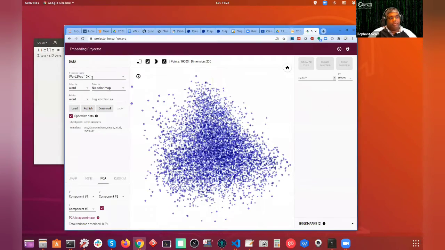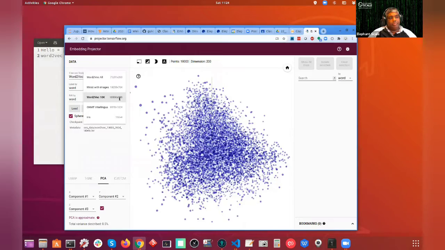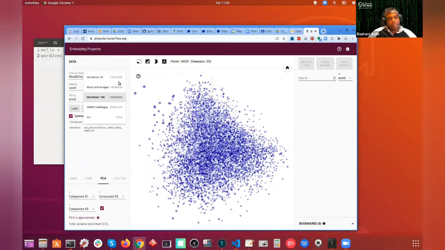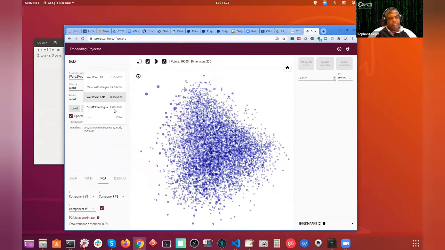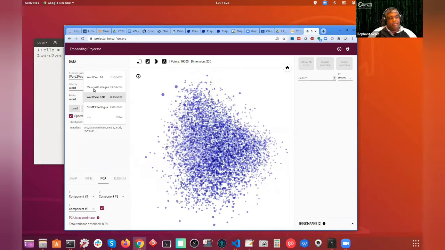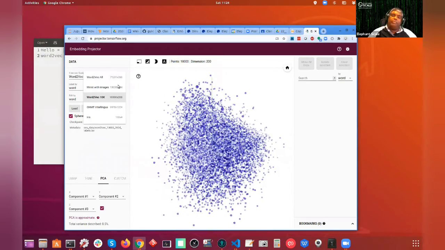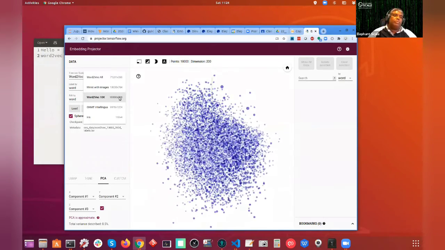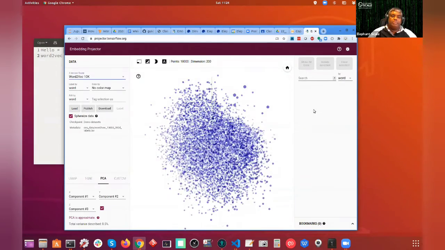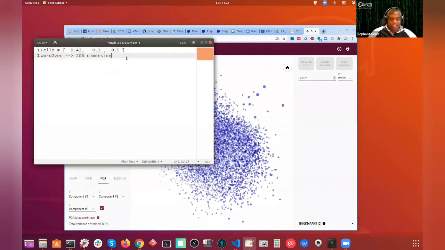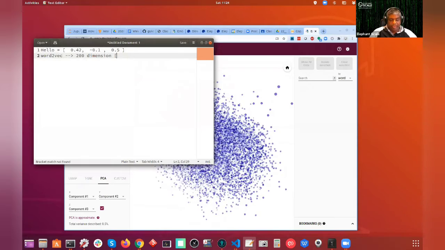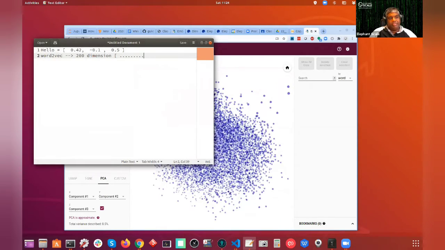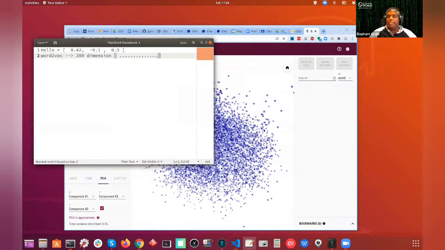So you can see, if you click on this one, you see word2vec 10,000 by 200, right? And there are different models, for example MNIST images, where we have 784 columns and so on and so forth. Anyway, let's look at this one. So I have a 200-dimension vector. Imagine you have an array of 200 numbers. How do we visualize this?